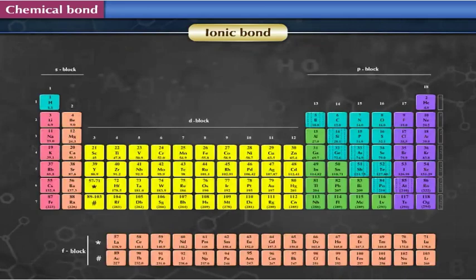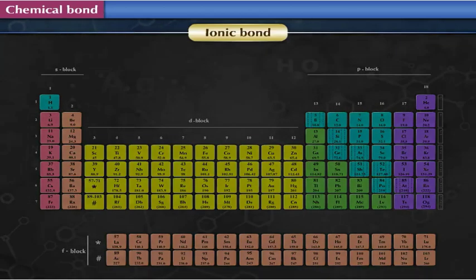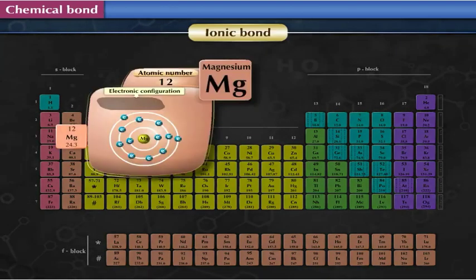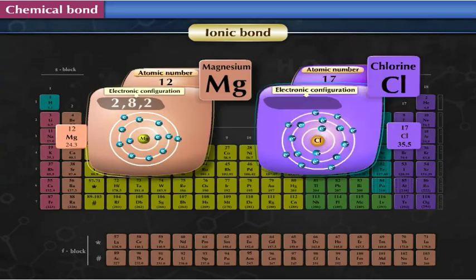Now let us understand the formation of the compound magnesium chloride. The electronic configuration of the element magnesium is 2, 8, 2. And that of chlorine is 2, 8, 7.